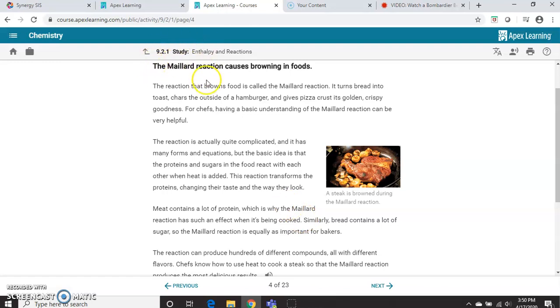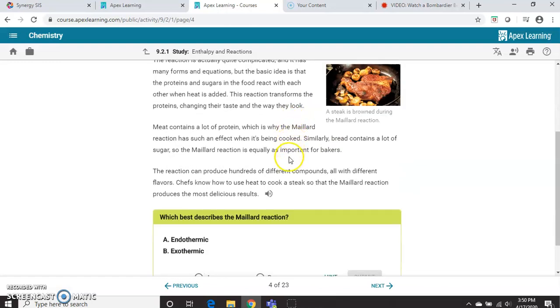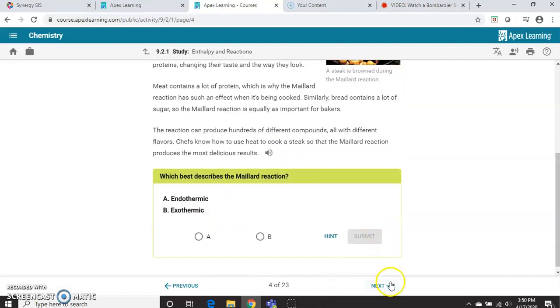So this is a specific reaction that they use, and it's called, I'm not exactly sure how to say the name, but it turns bread into toast, charring the hamburger, giving the pizza the crust. So it's a very useful reaction, and it is endothermic. You're adding heat in there.